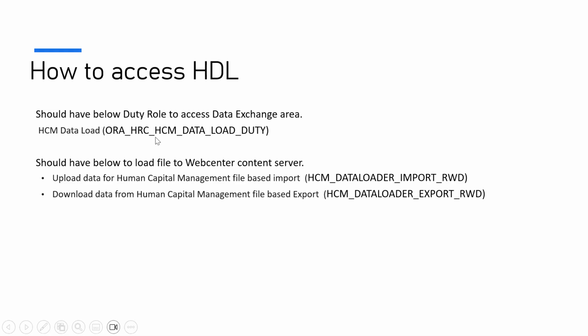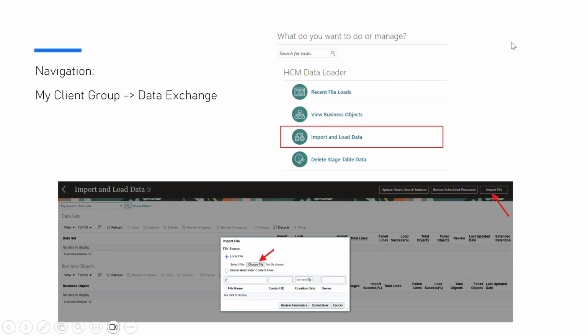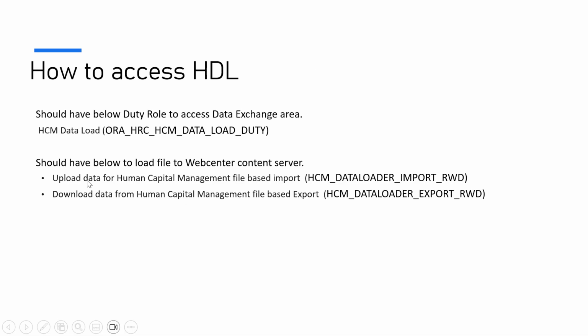Okay, so this is the HCM data load functional privilege, which is used to give access to any user. If you want to give access to HCM Data Loader for any user, you should create a duty role with this functional privilege. And if you assign that role to the user, then the user will be able to access all these tasks. Along with that, the user should also have access to the WebCenter content server.